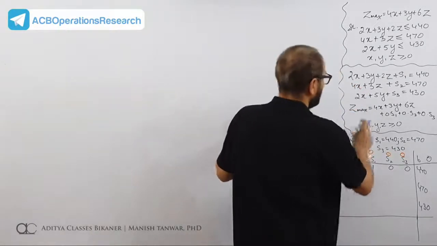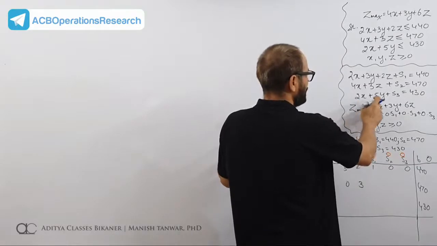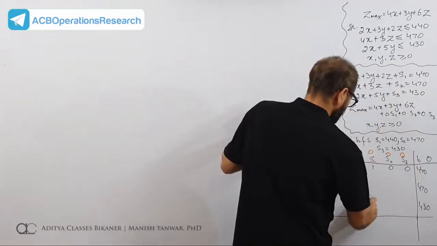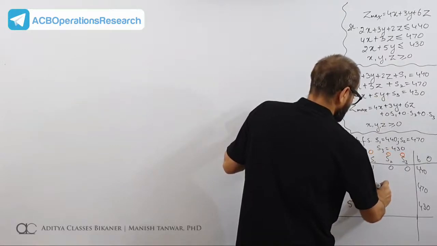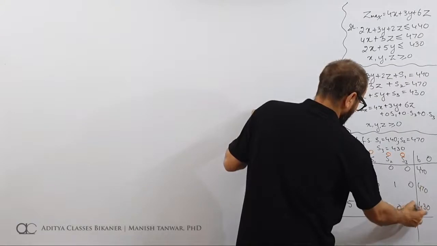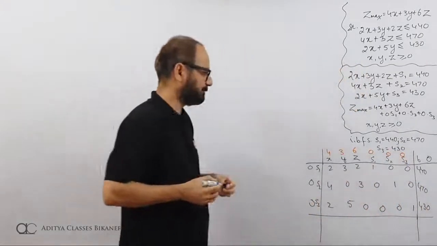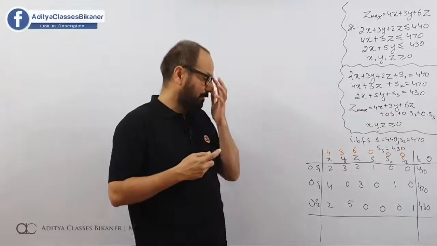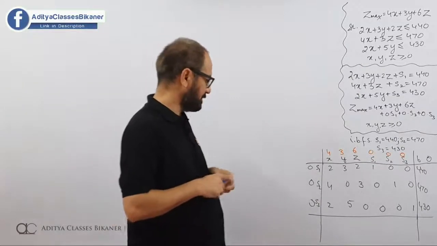40. Last constraint: x and y are there and z is missing, so I have a 250. As for slack constraints, slacks, this becomes my initial simplex table. And now we can start our calculation from this initial simplex table.